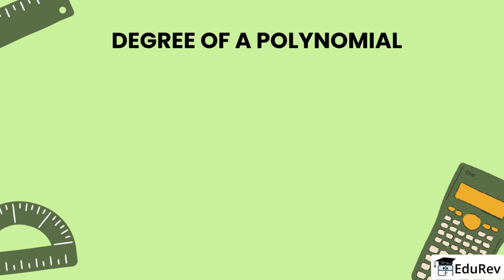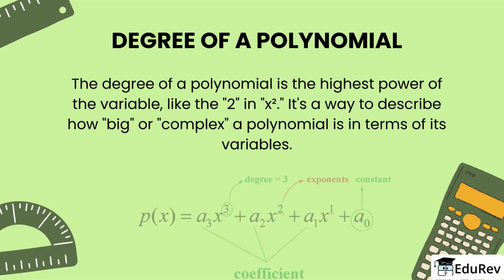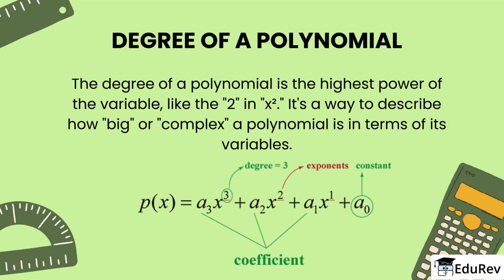Next, let's talk about the degree of a polynomial. The degree of a polynomial is the highest power of the variable, like the 2 in x square. It's a way to describe how big or complex a polynomial is in terms of its variables. For example, in the polynomial p of x equals a3x cube plus a2x square plus a1x plus a0, the degree is determined by the highest exponent present.